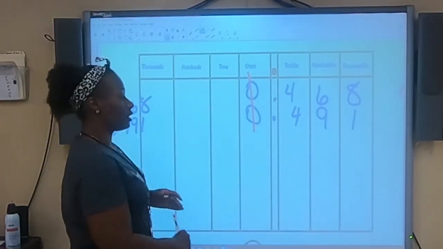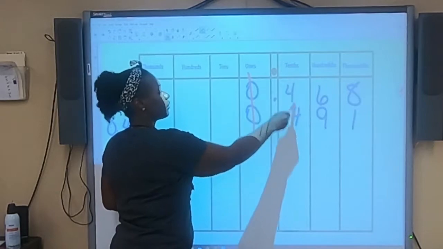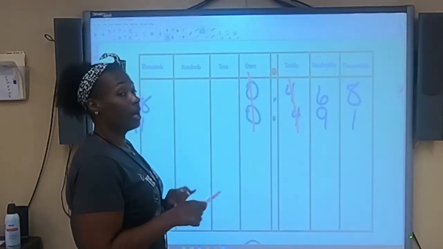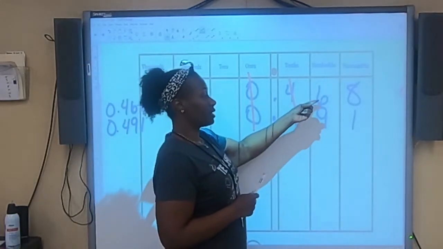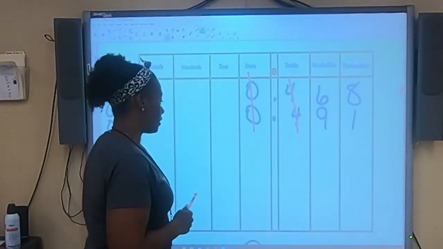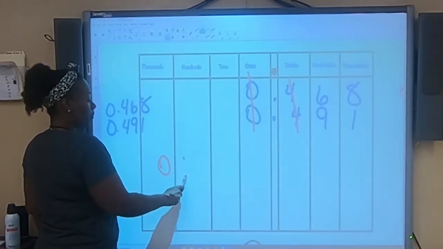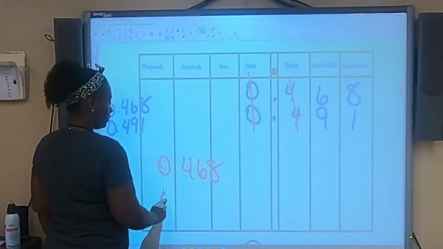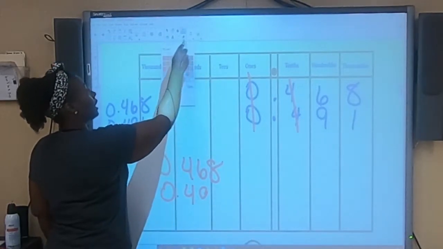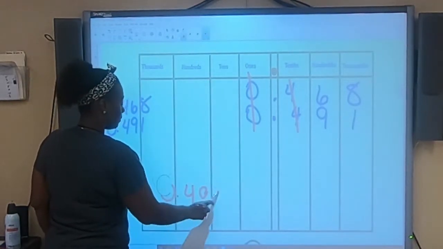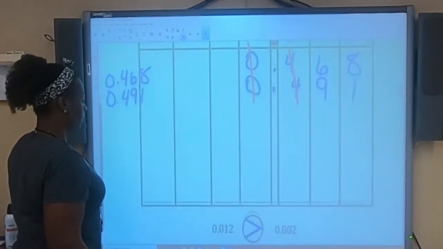Moving to the tenths place, they're the same, so it doesn't help us. Hundredths place is different. The hundredths place tells me that 6 is greater than 9. So when I set my problem up, and that is not how I set my problem up. Let me come off the chart.